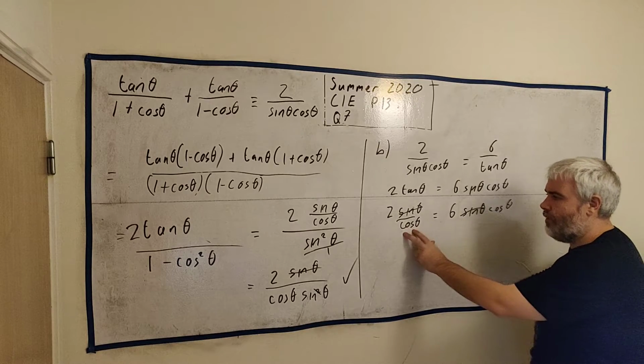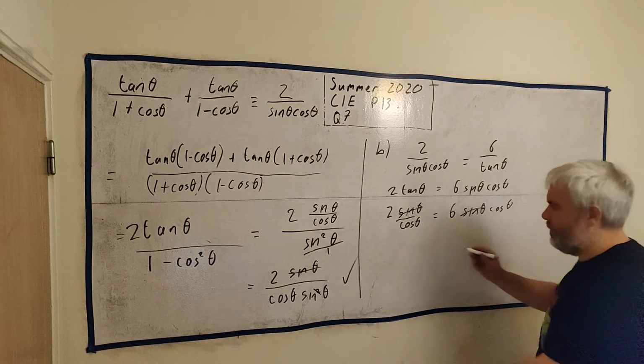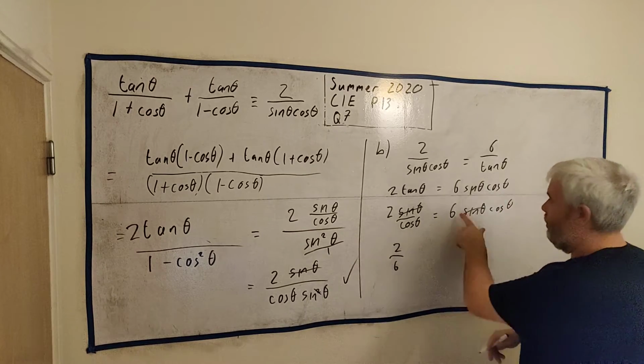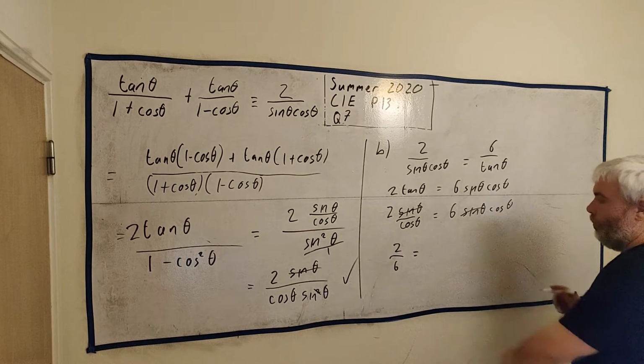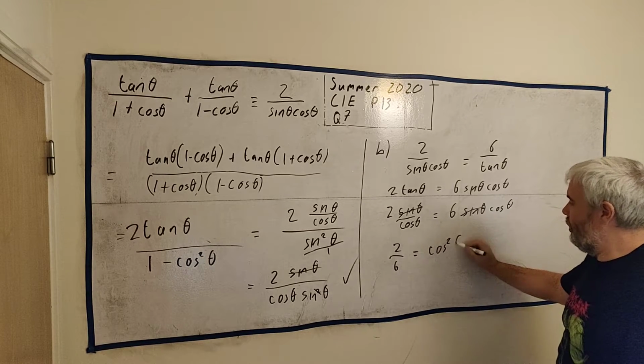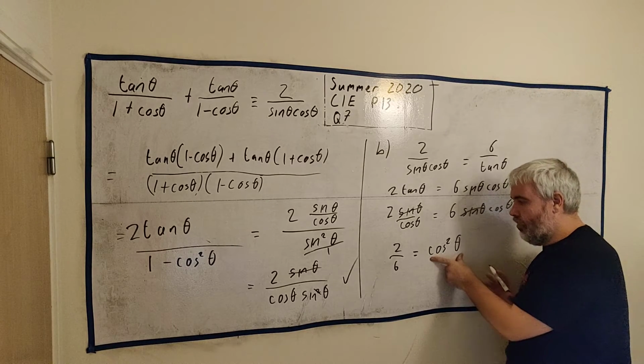Let's multiply both sides by this cosine. And while we're here, let's divide both sides by 6. So basically we get 2 over 6. Think of the 6 as moving down, and cosine moving up here. Oh, there's 2 of them now. There we go. We're pretty much at the end. We can just solve this.